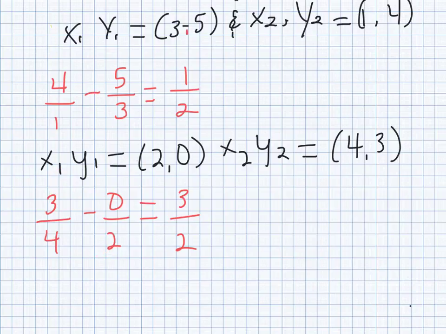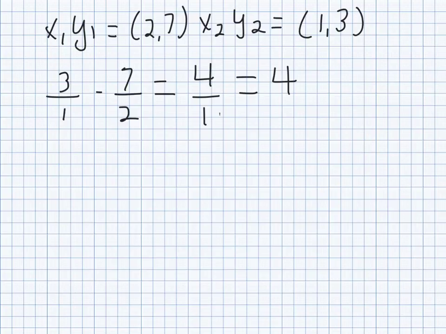So just to make sure that you're seeing, the 3 here goes there, the 4 goes there, the 0 goes there, and the 2 goes there. So it's kind of backwards. And that answer is 3 over 2.